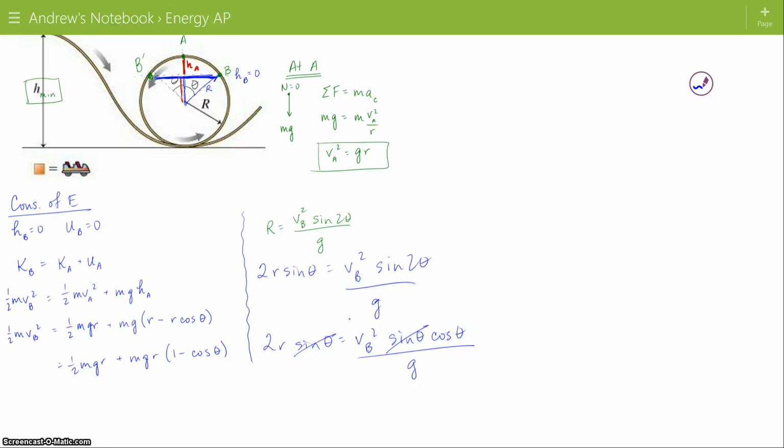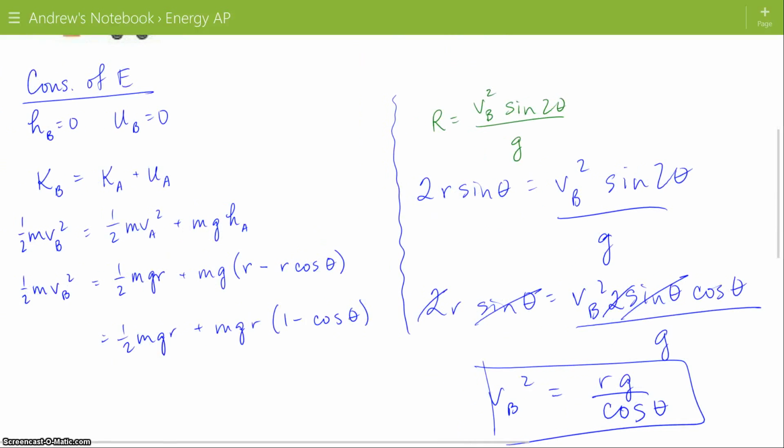Oop, and I forgot a 2 there. There should be a 2 right there. Sine 2 theta is equal to 2 times the sine of theta times the cosine of theta. And my 2's cancel out, and I can get VB squared is equal to, we've got R times G, and I divide through by the cosine of theta, which is great because now we've got the speed at point B in terms of things we know or are looking for. So I'm going to plug this value in to the left side of my previous equation.